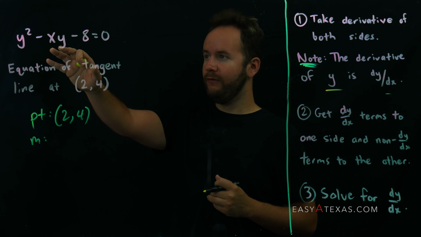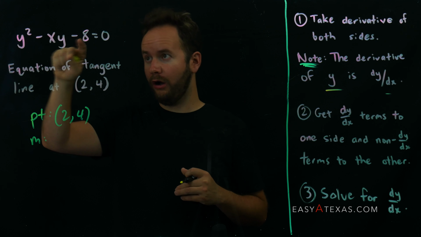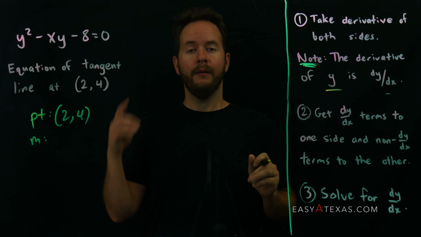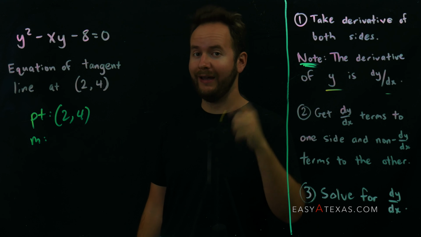Unfortunately, the derivative of this function is going to be a little bit more complicated because I have a jumble of x's and y's all inside this equation. So this is where implicit differentiation comes in. I'm going to take the derivative of both sides. The one important rule to remember is that anytime I take the derivative of y, I tack on dy/dx.